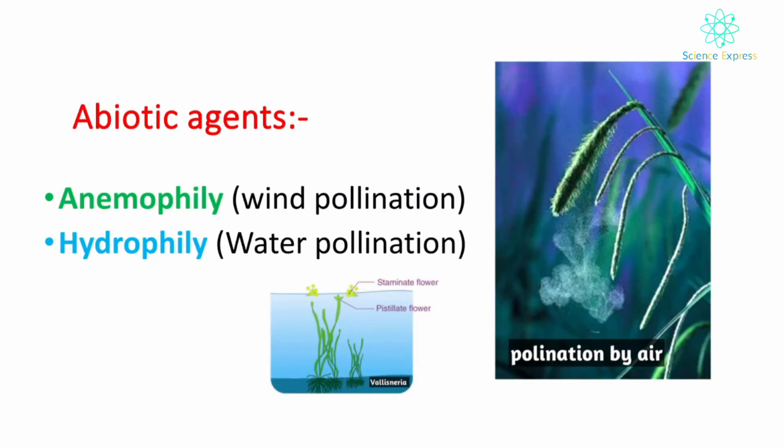Next slide is abiotic agents, mainly wind and water. Anemophily, wind pollination. Hydrophily, pollination by the water.